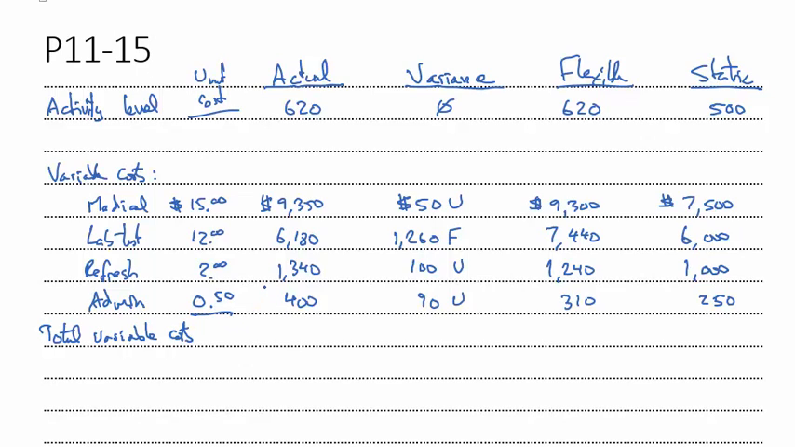Total variable costs. We can add this up and get $29.50 per unit, and 17,270 actual. Total variance, 1,020 favorable because we got this big favorable variance here under the lab tests. Flexible budget 18,290, and finally static budget 14,750. Okay, so there's the total variable costs, now fixed costs.